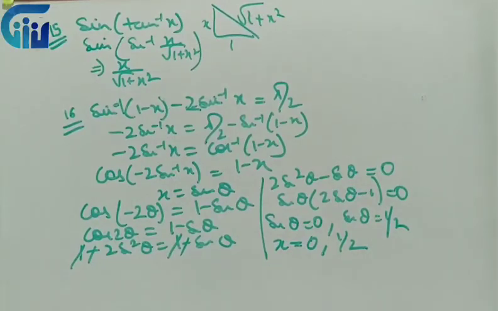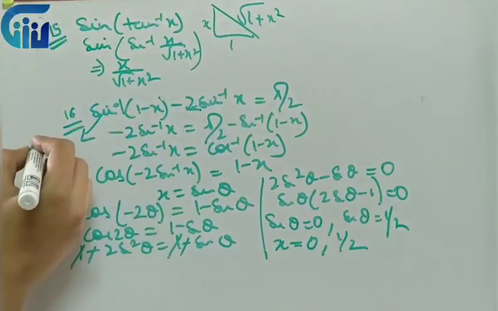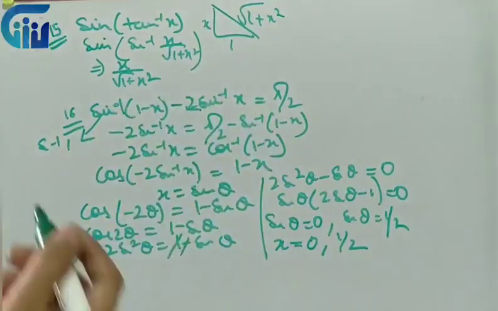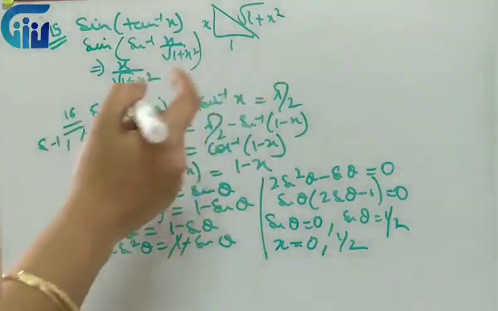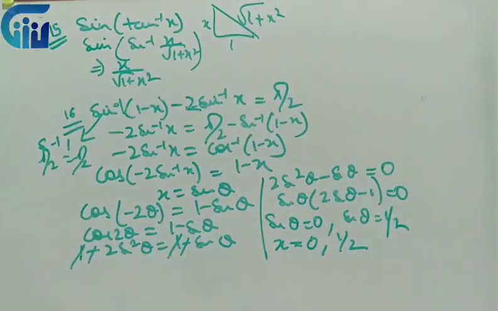So what I will do, I will just put both the values in the given equation. So if I put 0 over here, so what will this change to? This will be sine inverse 1. This sine inverse 0 will be 0. So sine inverse 1 and which is pi by 2. So both the sides are equal. So it means 0 has satisfied.